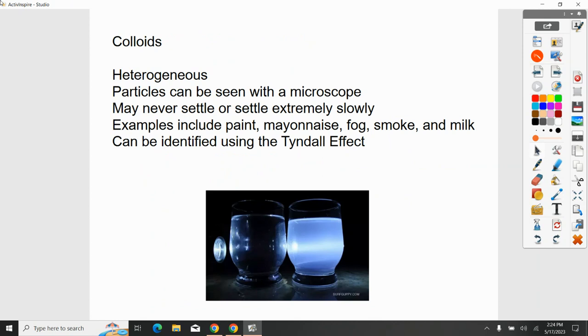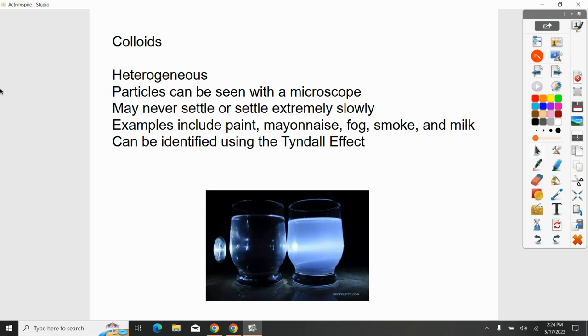Examples of these include paint, mayonnaise, fog, smoke, and milk. And each of these, if you think about them, has kind of a milky white color. Paint comes out of the factory white. When you want red paint for a wall, you have to have them tint that paint to whatever color you want. Typically, it's a milky white color. All of these things have a milky white color because of the Tyndall effect. You might not be able to see the particles that are in this mixture, but the particles are large enough to scatter light. And it's that scattering of light that gives them that milky white color.